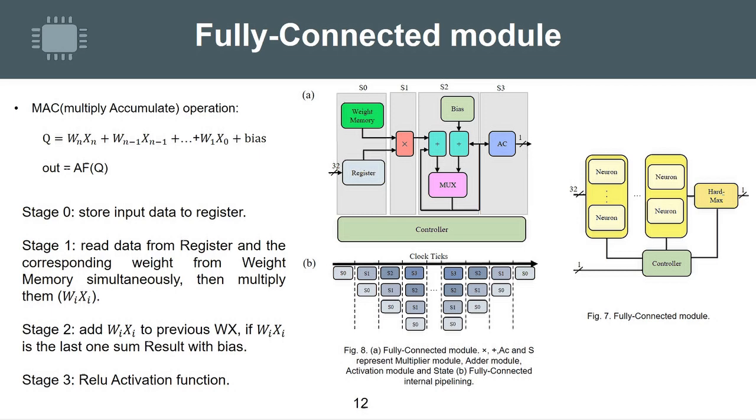and the corresponding weights, and the equation is here. We use pipelining here. At stage 0, data comes and is stored in a register. At stage 1, data and corresponding weights are read and multiplied, and we name the result WX. At stage 2, this WX is added with the previous WXs, and if it is the last one, the bias is added to them. At stage 3, the output of stage 2 goes to the ReLU activation function.